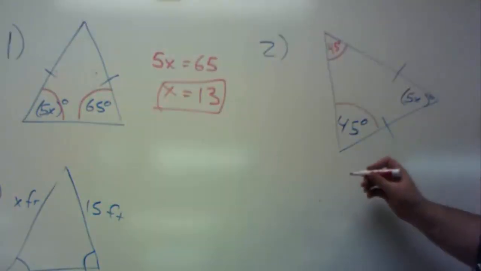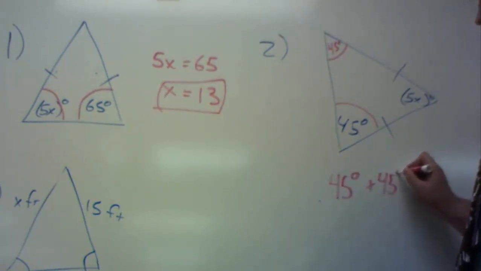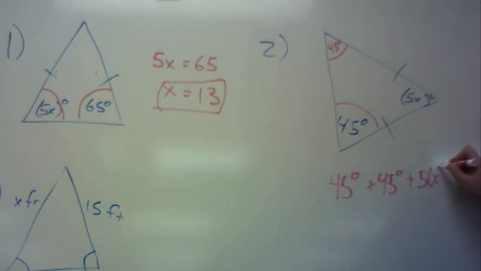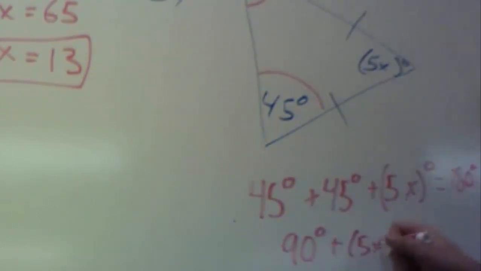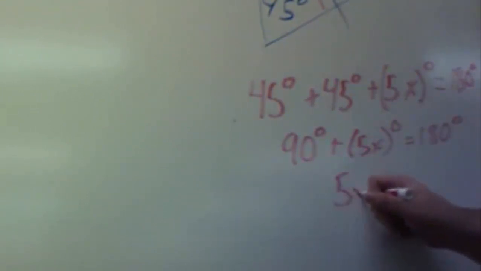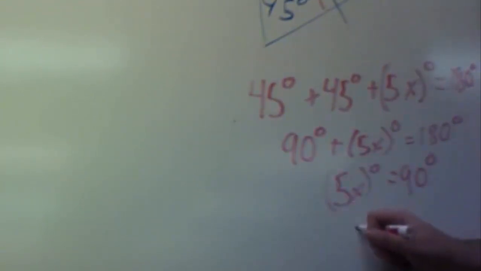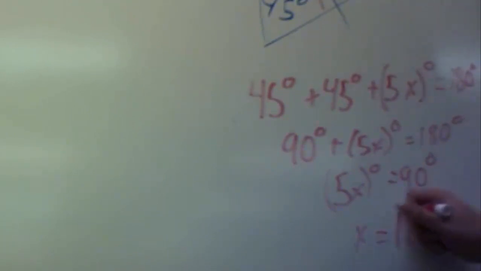180. So what I have here would be 45 degrees plus 45 degrees plus 5x degrees equals 180 degrees. Simplify as far as I can. 90 degrees plus 5x degrees equals 180 degrees. Subtract 90 degrees from both sides. Divide both sides by 5, and I'm going to end up getting 18. X is 18.